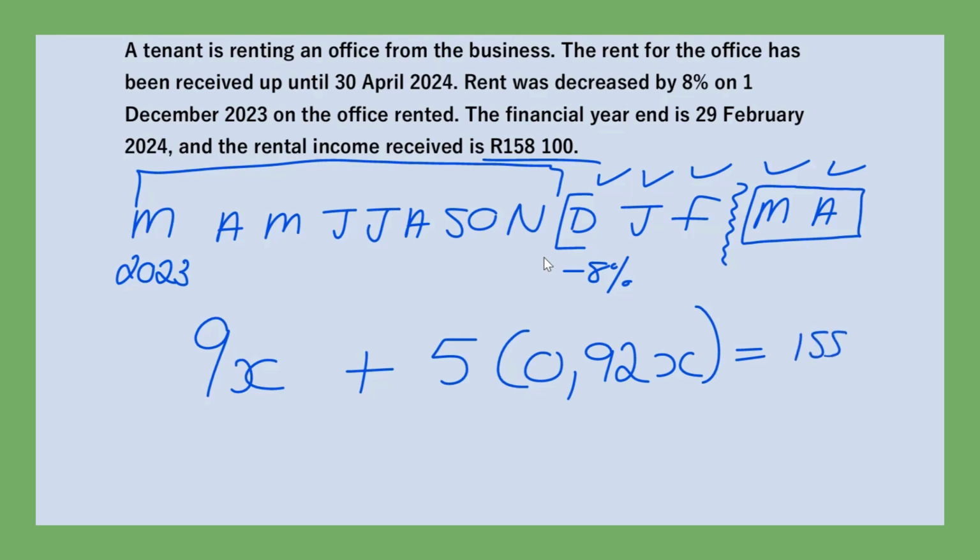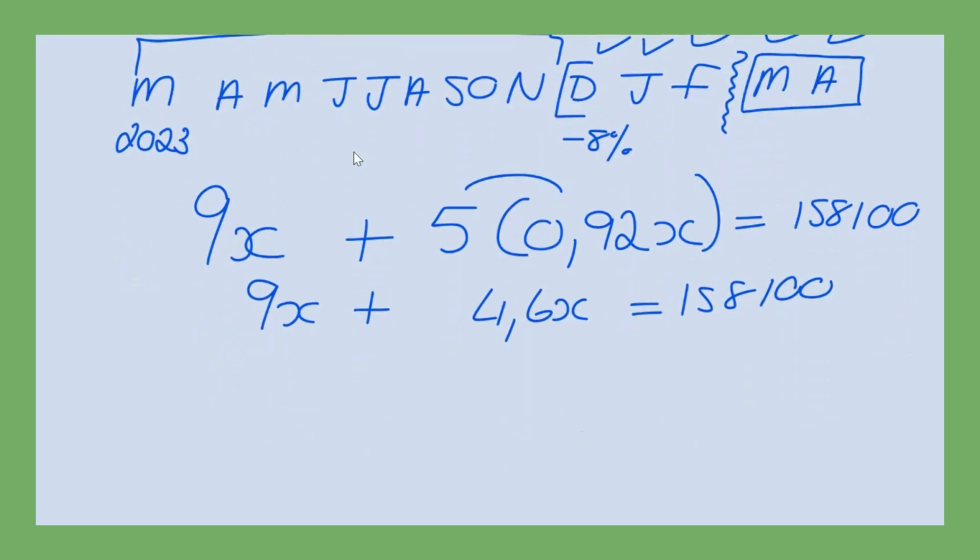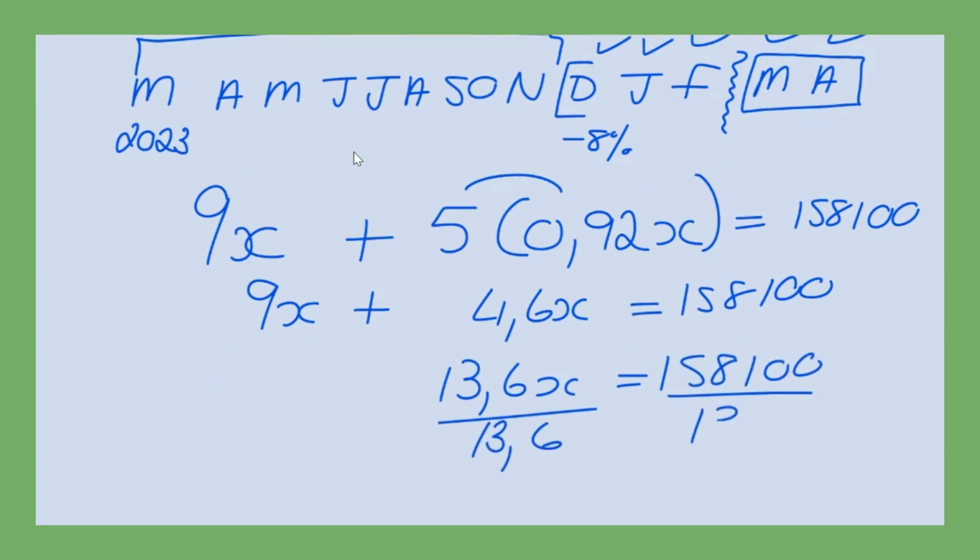So now you just solve that. It will be 9x plus, now we need to multiply those two together. So 5 times 0.92 is 4.6x. So that'll now be 13.6x. That's right. 13.6x is equal to 158,100. Divide both sides by 13.6 to get x on its own. Now you get x on its own, which is 11,625.